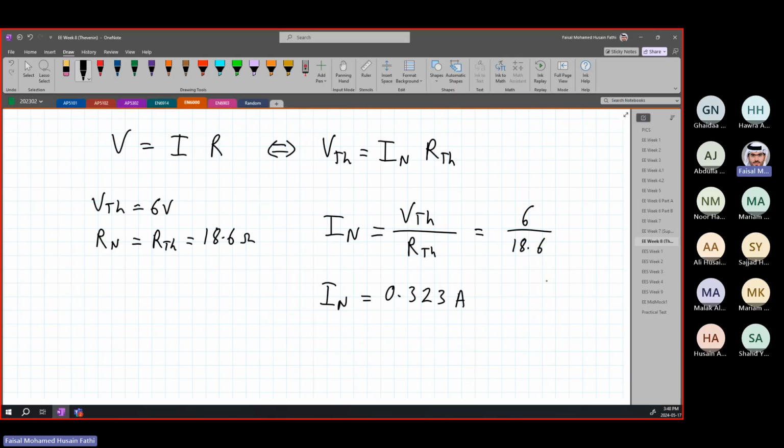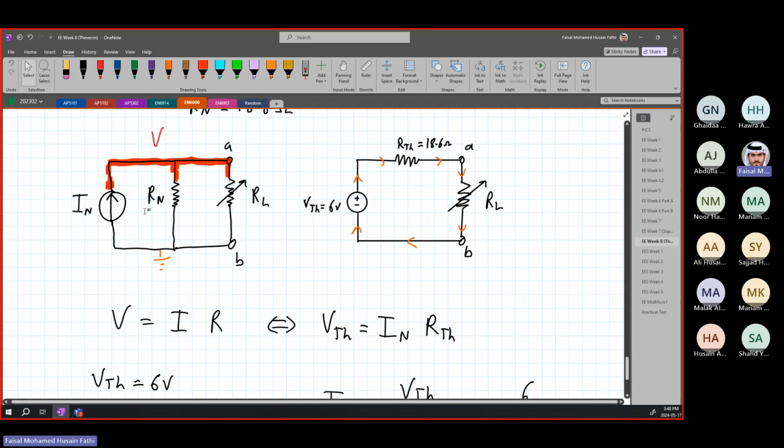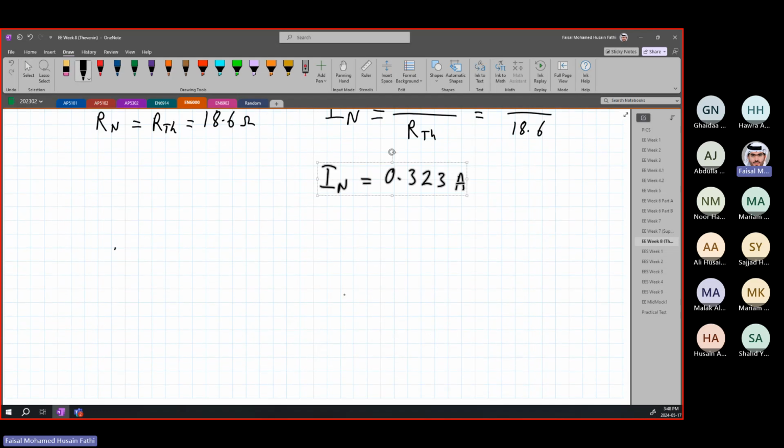0.323 amperes. If you notice, now we can build our I Norton circuit very easily because we have our current source. Remember, a current source, right? No, the arrow should be in the opposite way. So our current source, you're going to be having a current instead of a voltage. That's the whole idea. And usually a voltage source, you're writing V is equal to. But in a current source, you're going to be writing I is equal to. So in this case, IN is equal to 0.323 amperes.